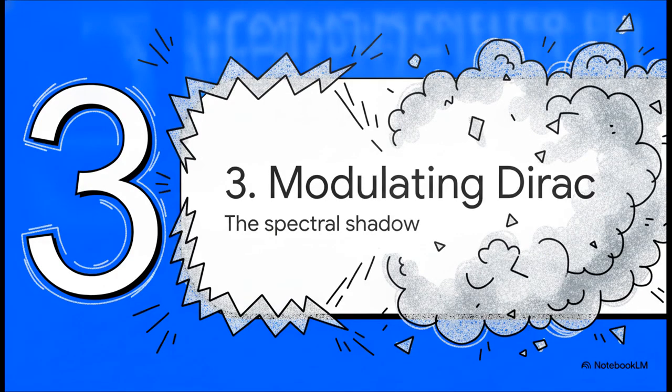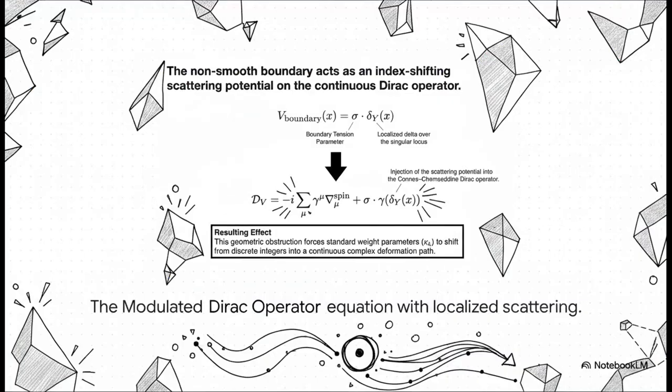Which brings us to Section 3, modulating the Dirac operator. I do have to warn you, though, our hypothetical villain is about to inject some serious chaos into the system's spectral shadow. Here, we see that non-smooth boundary manifesting as a geometric ramification filter. It basically acts as an index-shifting scattering potential, V sub boundary, on the continuous Connes-Chamseddine Dirac operator.